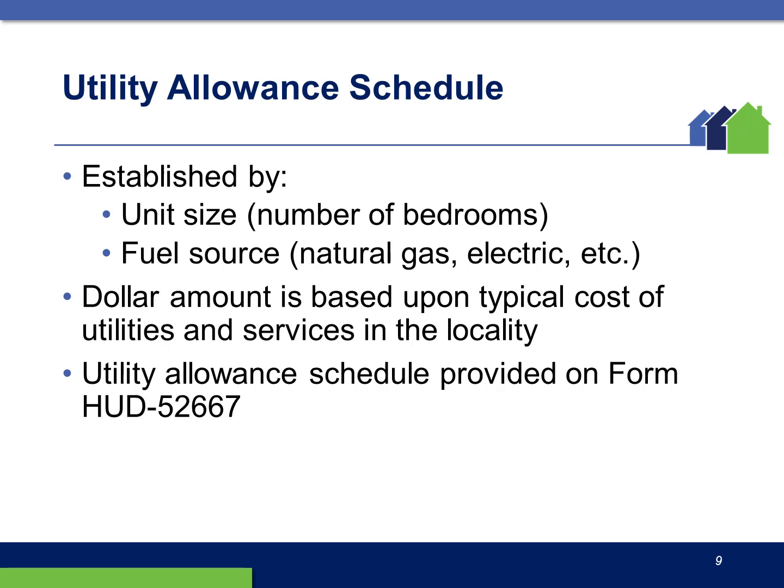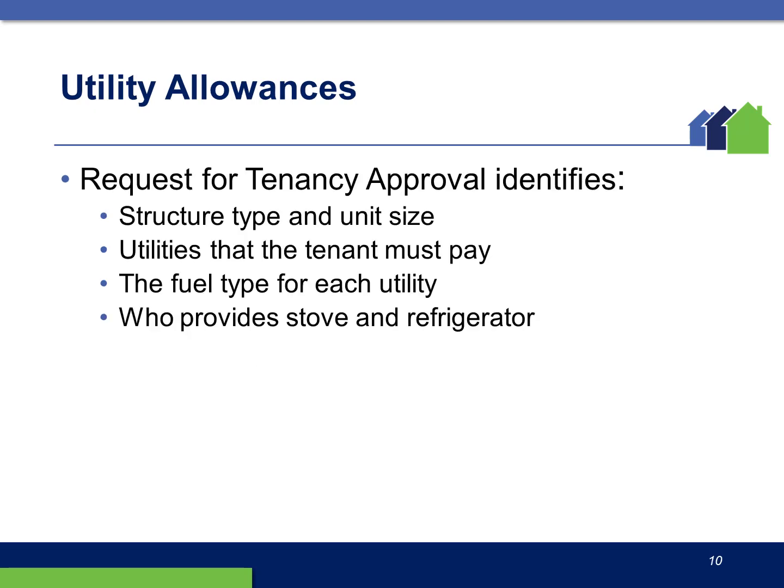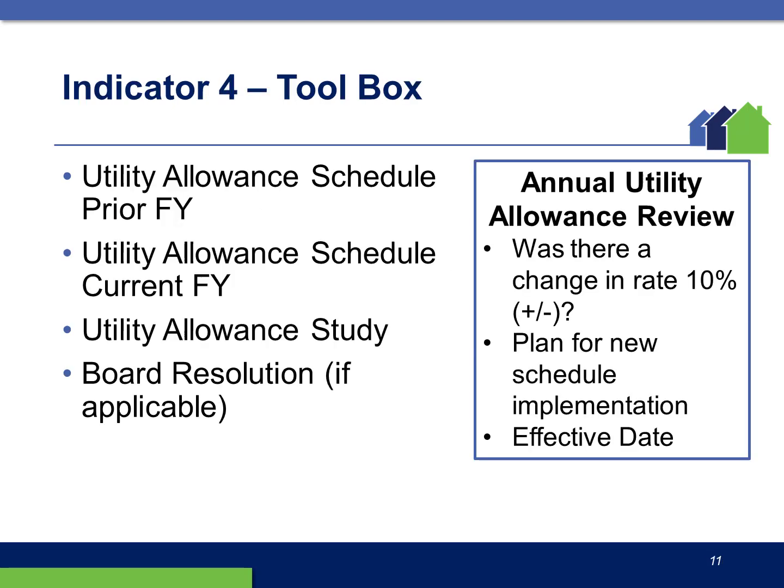The PHA's utility allowance schedule must be entered on Form HUD 52667, Allowances for Tenant-Furnished Utilities and Other Services. When a family has located a unit and submitted a request for tenancy approval, the PHA can calculate the actual utility allowance for the family. The request for tenancy approval identifies the utilities the tenant must pay and the utilities the owner will cover, as well as the structure type and unit size.